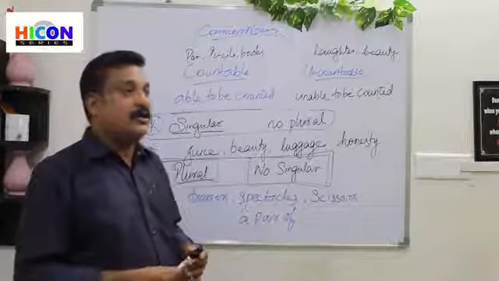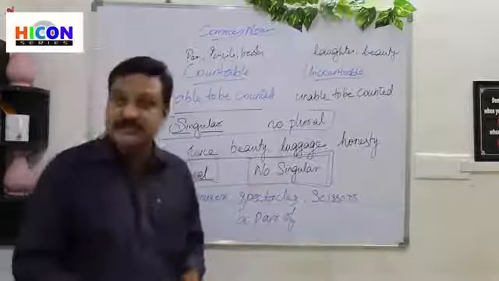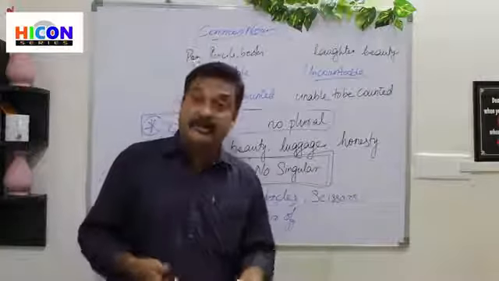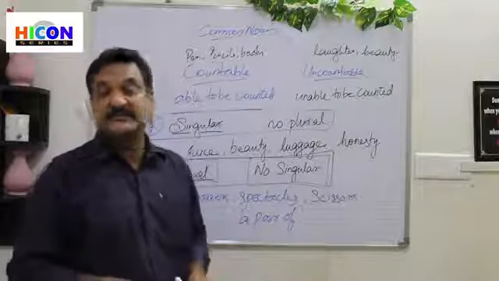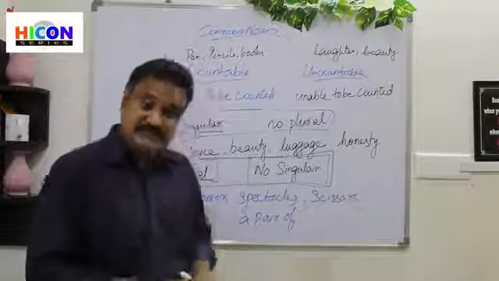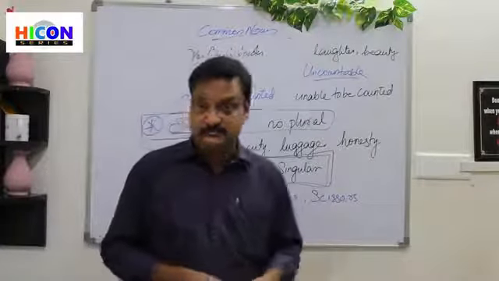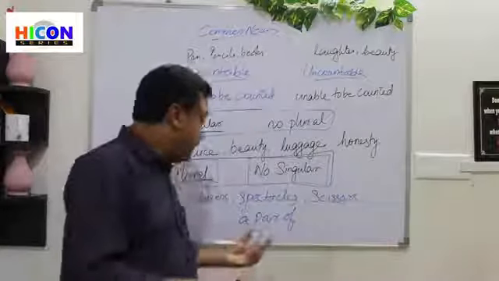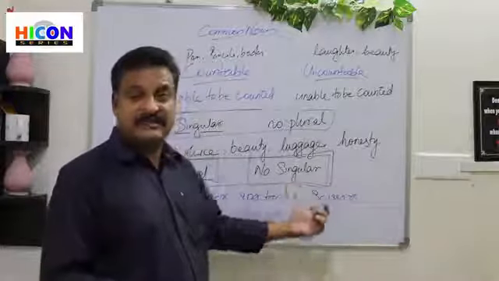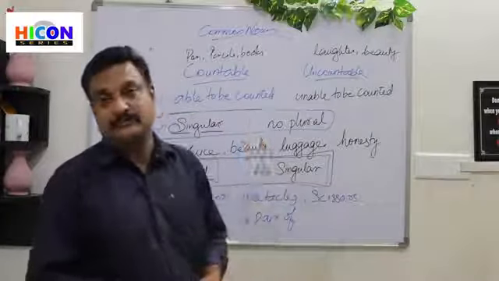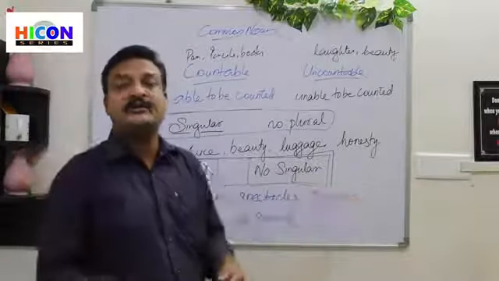So I've got a new pair of spectacles. See, this pair of scissors is very good. Okay, so this usage, a pair of, is added before these nouns, because they cannot be used in a singular form.